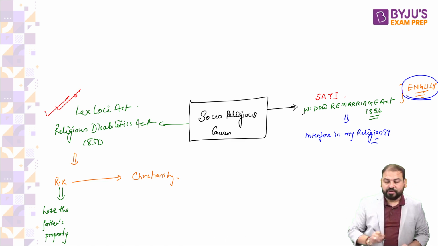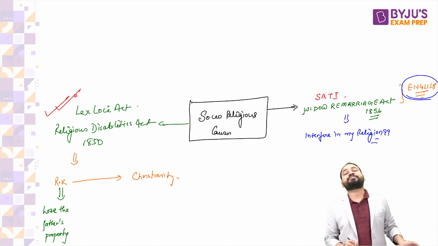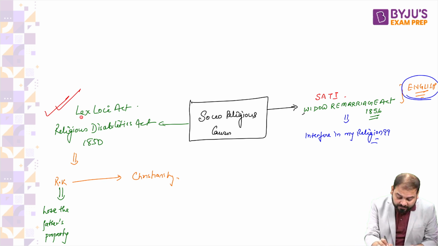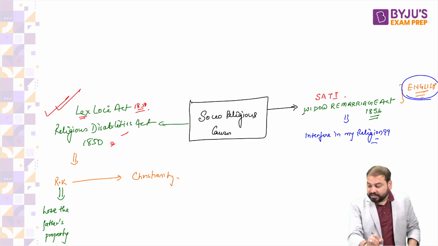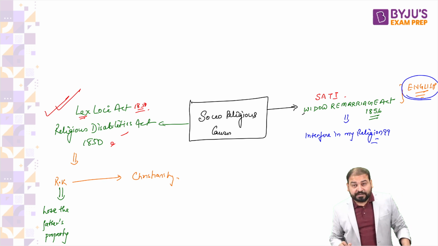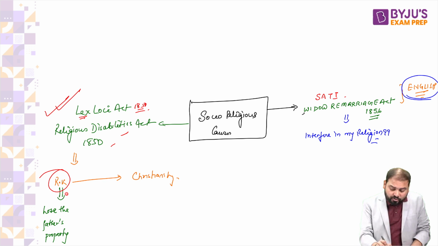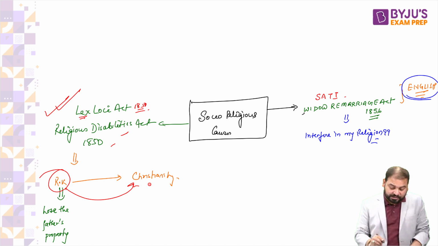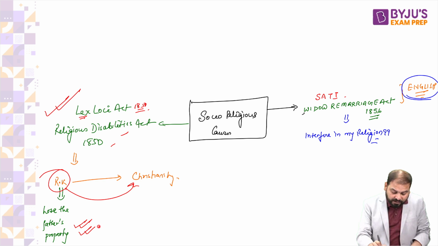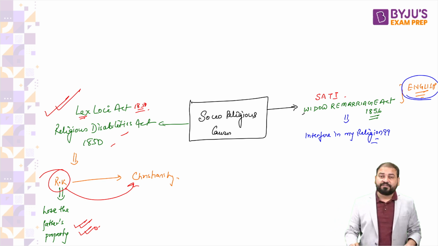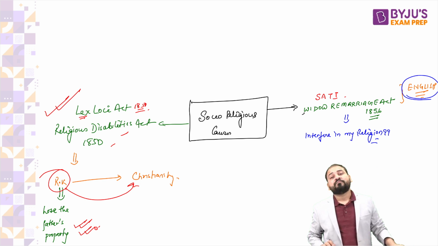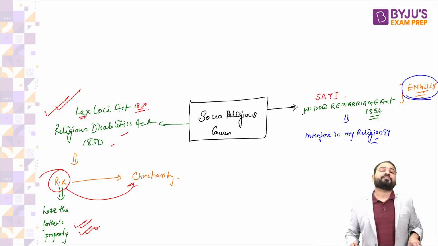So the British brought another act, a law. This act is known as the Lex Loci Act 1850 or the Religious Disabilities Act 1850. Under this act, now if Rohit Kumar is converting to Christianity, he will keep his father's property. No problem with that. Everyone, is the Lex Loci Act clear?